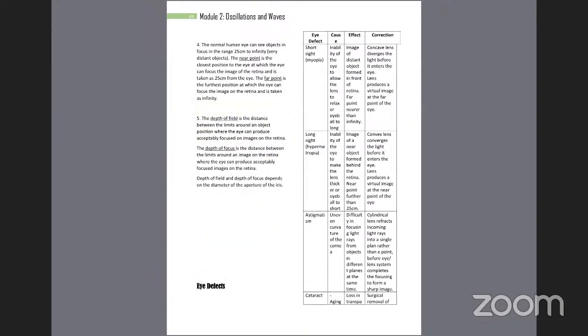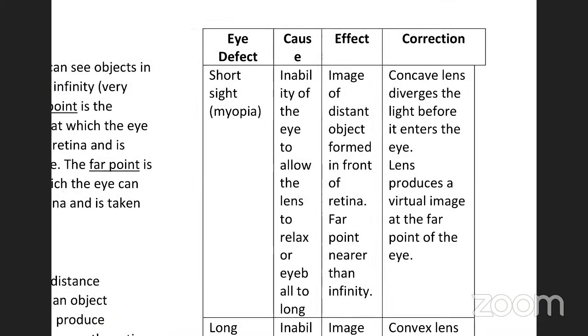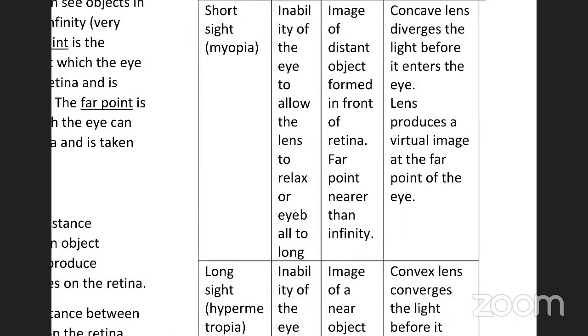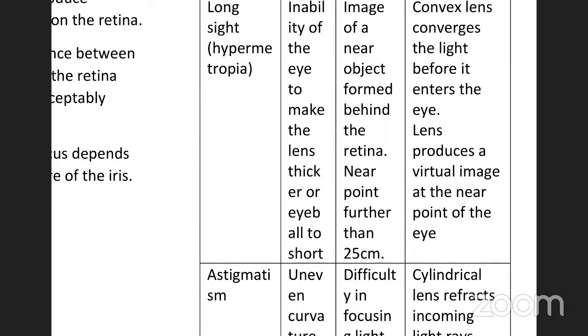All right, so these are three of the defects of the eye. The first is short-sightedness, myopia. You have long-sightedness, hypermetropia, and then you have astigmatism, right?